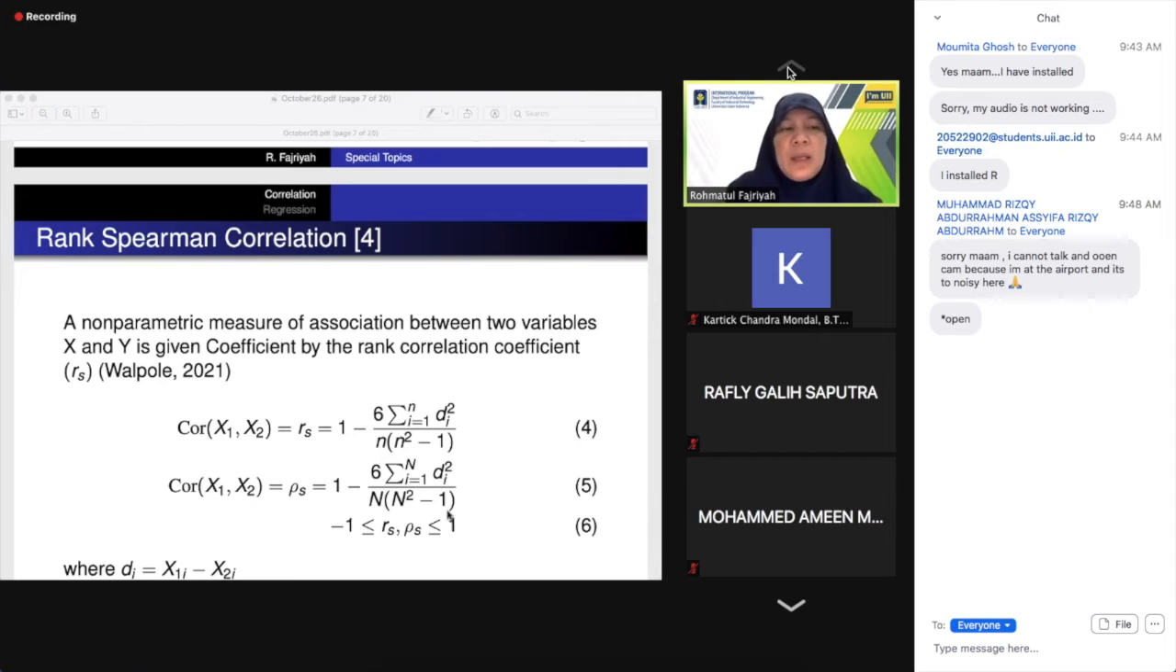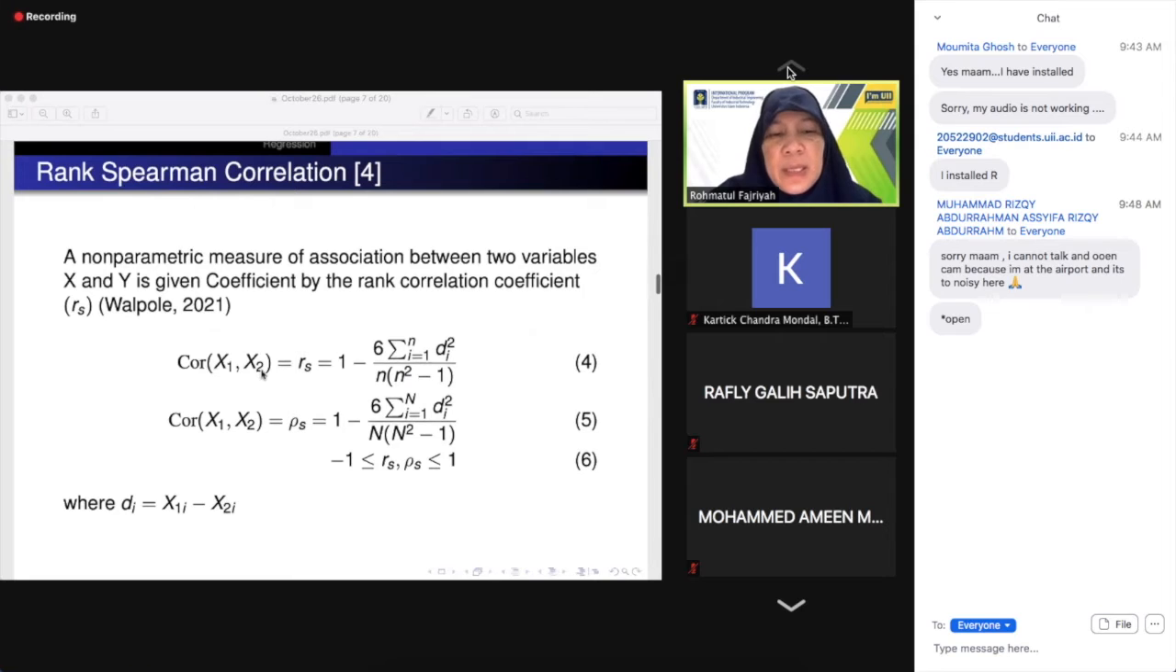Okay, so now it is for non-parametric correlation. We can define it like this. Still, we have two variables, the first and then the second. This formula is for the sample correlation, and the second one is for population correlation. And in this formula, di is the difference between the i-th observation of the first variable minus the i-th observation of the second variable.